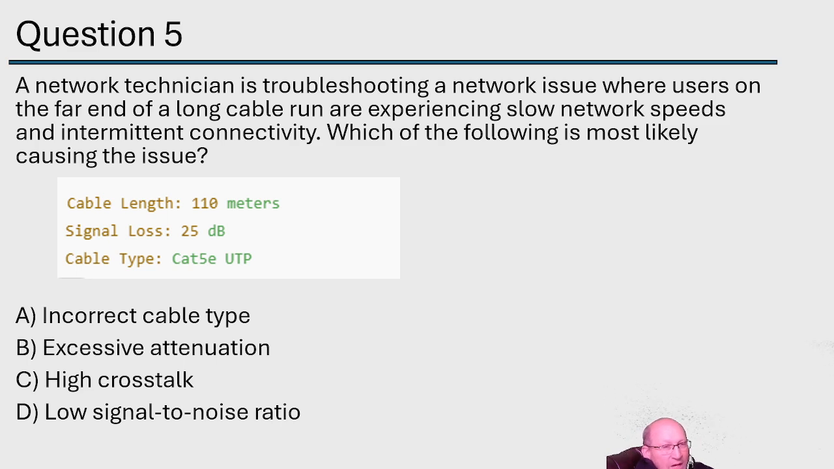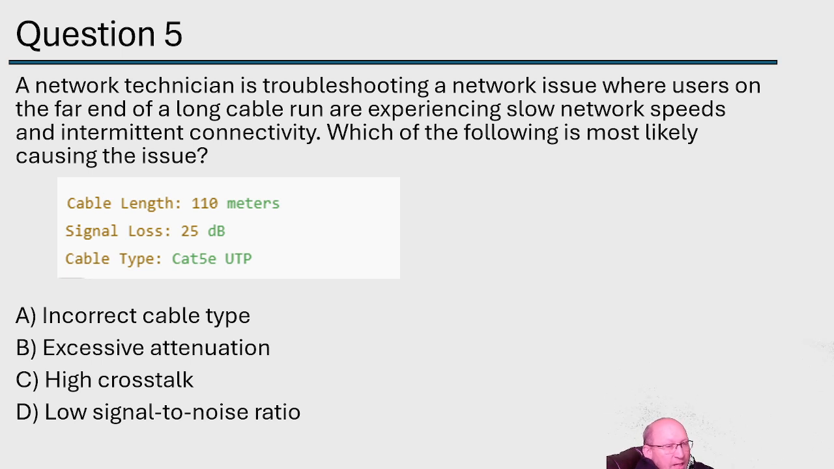Well, our Cat 5e cable can go up to 100 meters, right? And we're at 110 meters. That is our first clue. Our second clue is that signal loss. When we have an extended long cable run, it's indicative of attenuation. Because of the cable length, our signal loss went up, and our cable type is a problem. It kind of points to attenuation based on all three of the metrics put together.